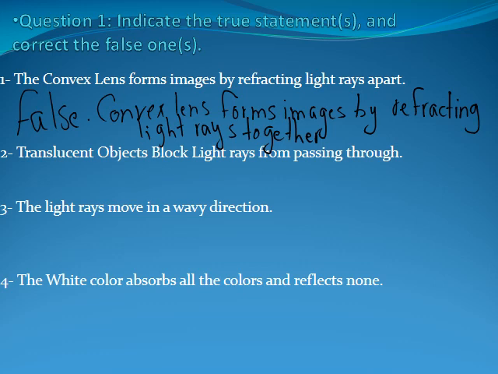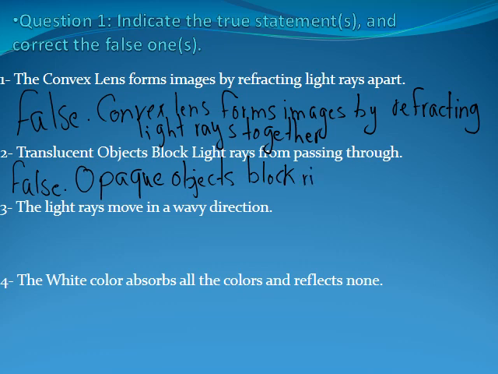Translucent objects block light rays from passing through. This is false. Why? Because not translucent, they are opaque objects. Opaque objects block light rays from passing through.